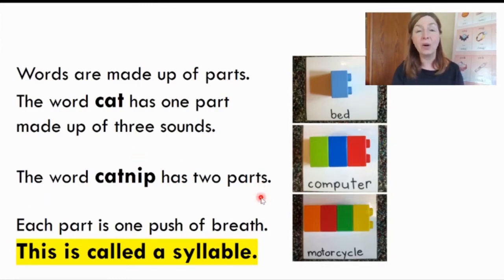If we clapped it out, we'd hear those parts. Catnip. Catnip, 2 parts. If we put our hand under our chin, you can feel your chin hit your hand 2 times. Catnip. So the word catnip has 2 parts. The word cat has 1 part. Now, every or each part is a push of breath. This is called a syllable.